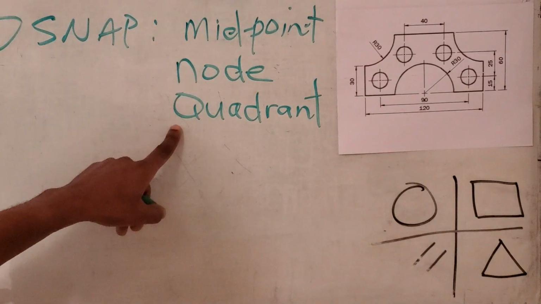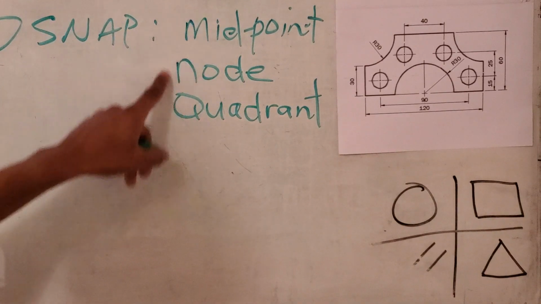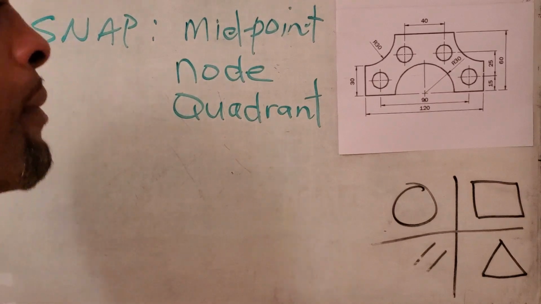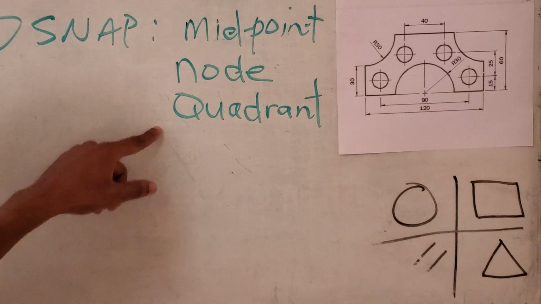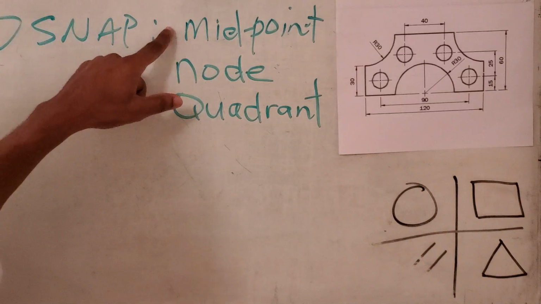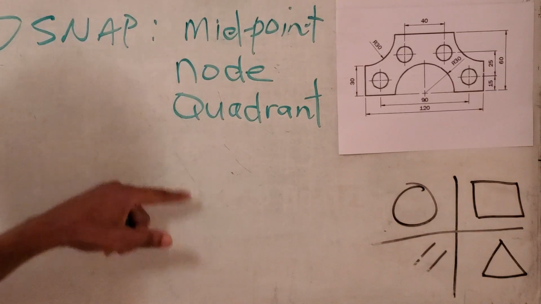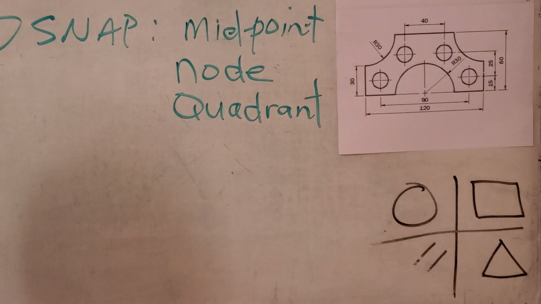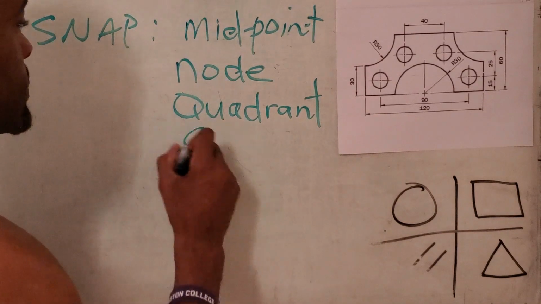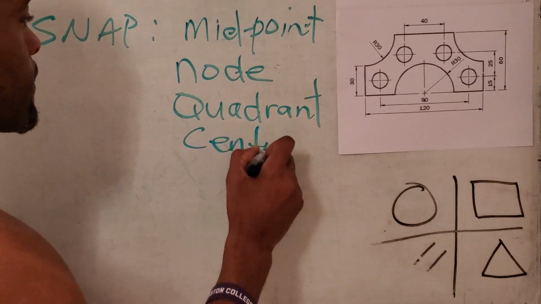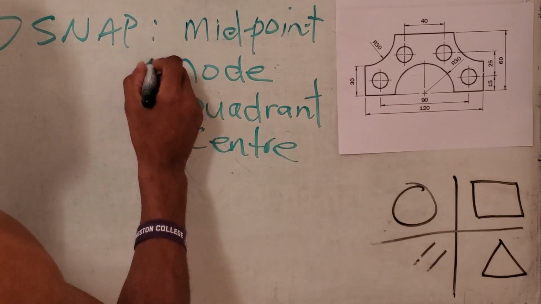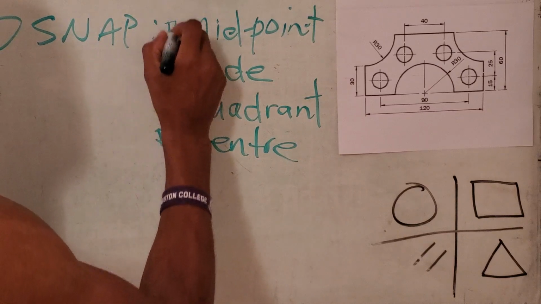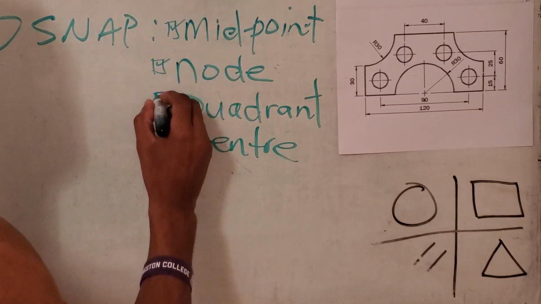Midpoint, node, quadrant. So these are very important. The others you may add if you want, but these are the critical ones. These are the ones that can help you to draw very, very fast. These three. You might want to activate center as well, center mark. That is useful.